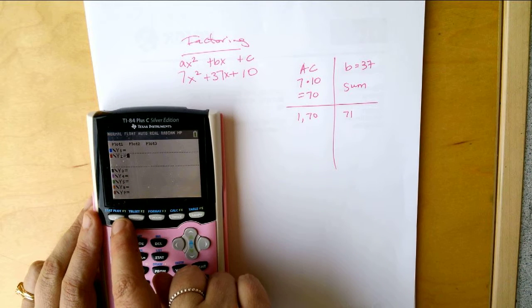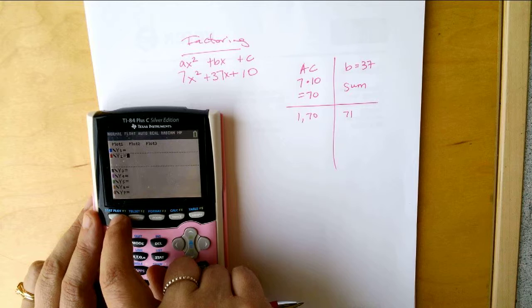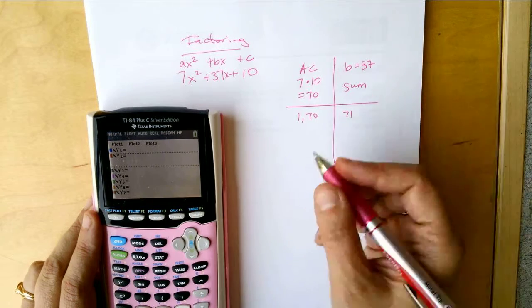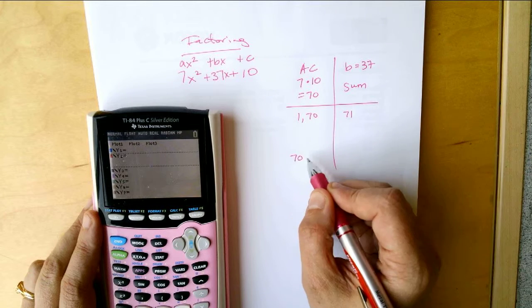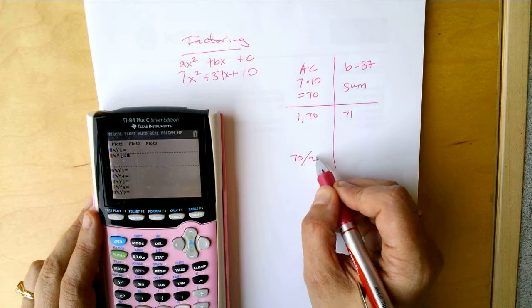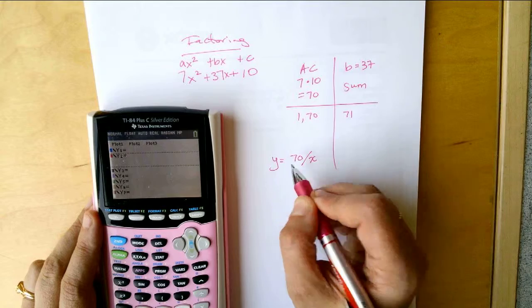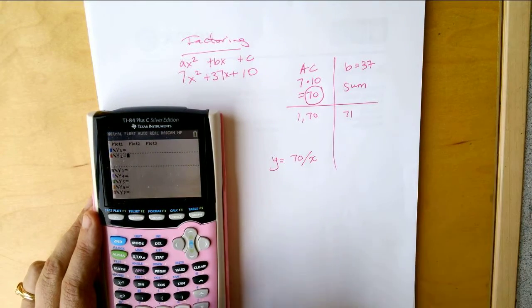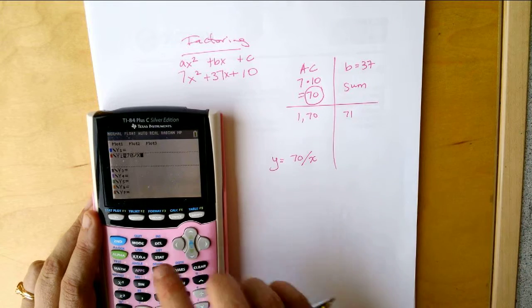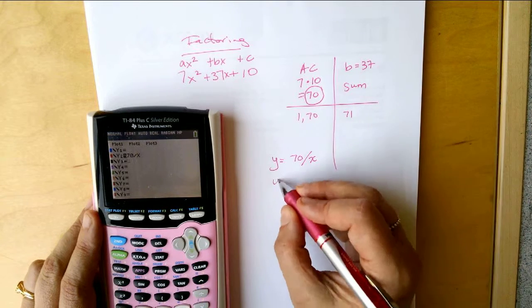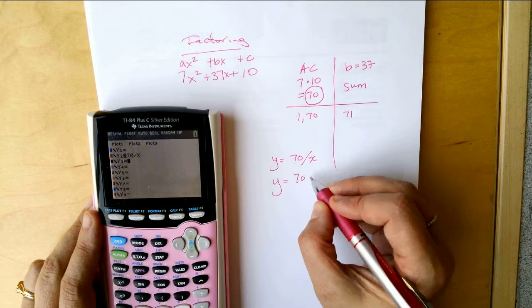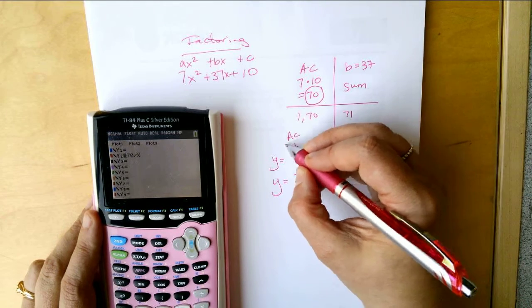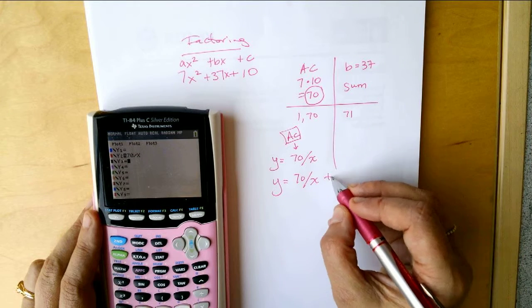But another way to use the graphing calculator to help you factor is to clear out anything you have. You're starting in your y equals button. So click y equals and clear out any equations that you have. And then what you would do is take your AC, which is 70, and divide it by x. So you're going to write y equals 70 divided by x. On the second line, you can put the same thing, 70 divided by x, and remember we're getting that from the AC, okay? And then you would add x.